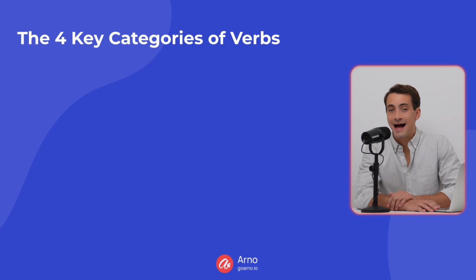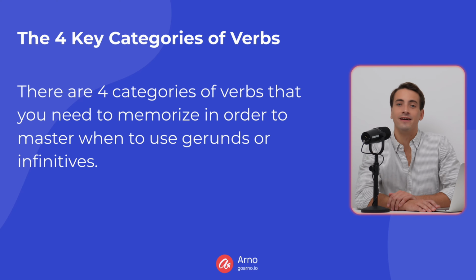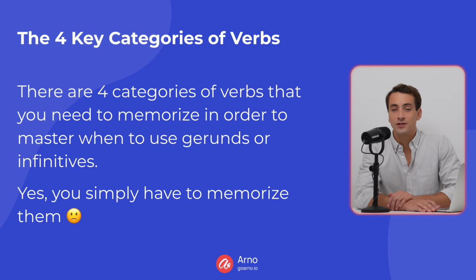In order to master when to use gerunds or infinitives, you have to learn the 4 categories of verbs in English, because each of these categories has specific rules that determine when you need a gerund or an infinitive. Unfortunately, there are no patterns really to these categories. You simply have to memorize them.